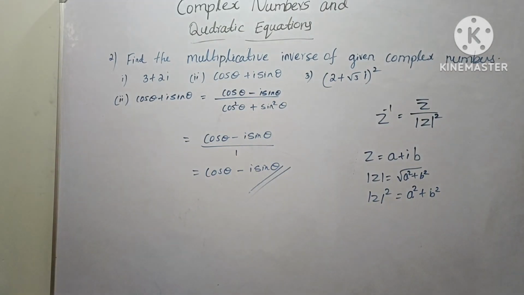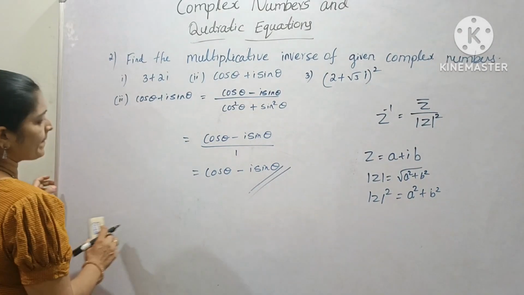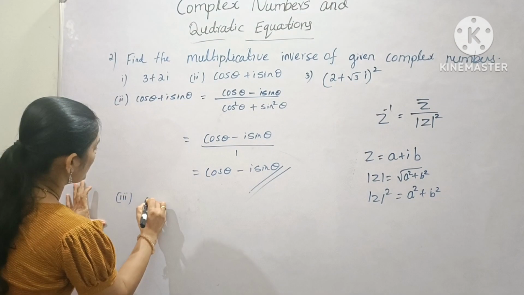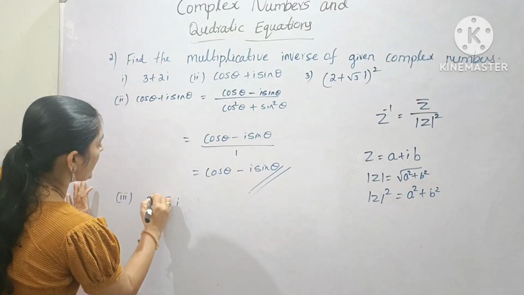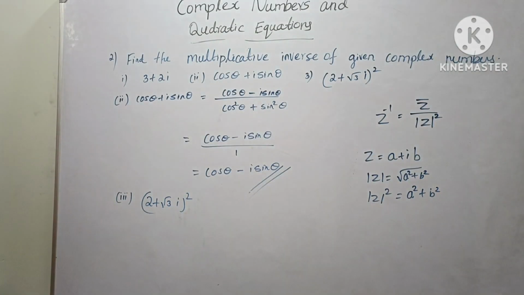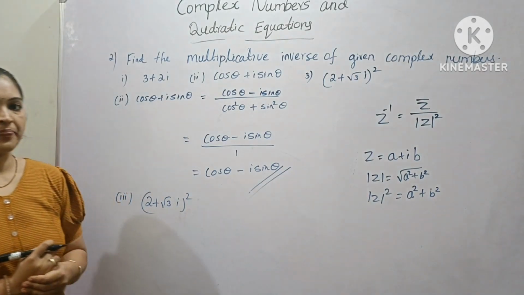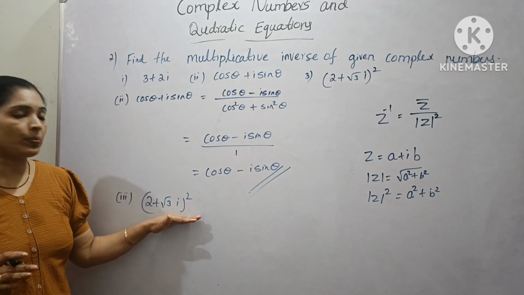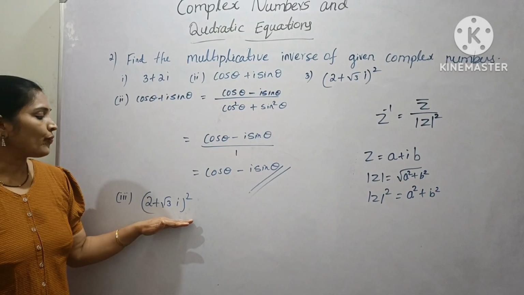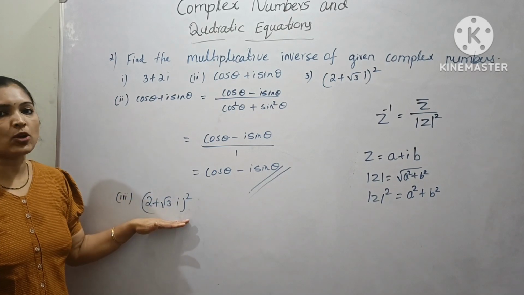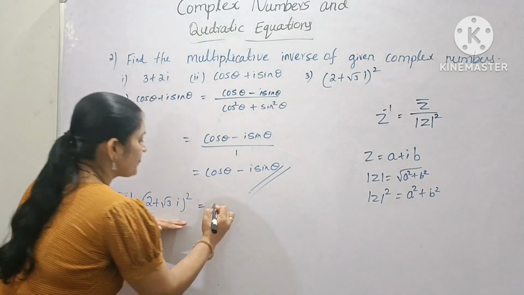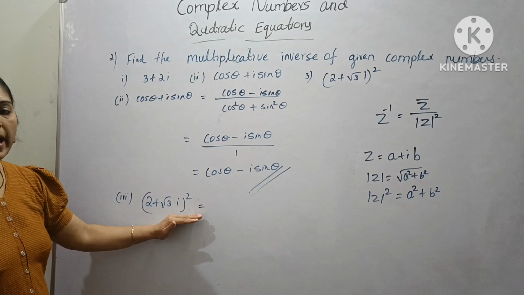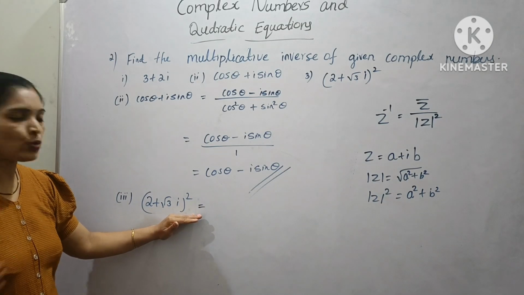Next, the third one: 2 plus root 3i whole square. We cannot find the multiplicative inverse of this complex number directly. So first of all we have to expand this. It is of the form a plus b whole square. A plus b whole square is a square plus b square plus 2ab, right?